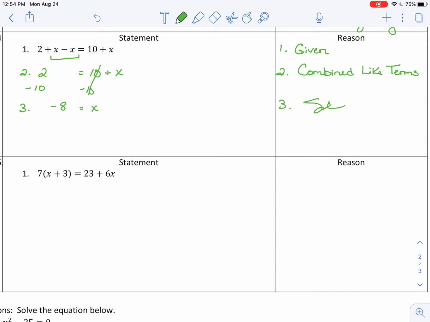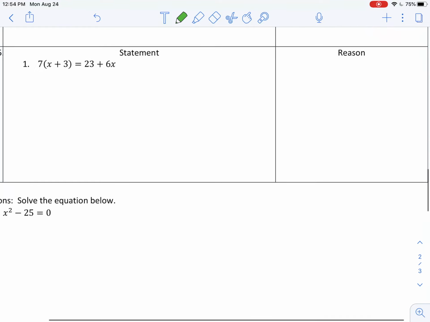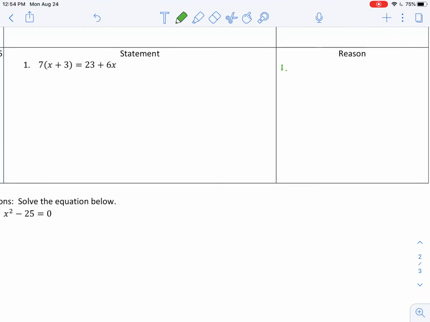I'm not going to write solution here. That's not what you put. You put how did you get that solution? And I got it from minusing 10. Fancy pants name for that is the subtraction property of equality. A good reason why you don't abbreviate here, because if you just put sub, we don't know if you mean subtraction or substitution. So I'm writing it out to be very clear what I mean. So then this next one, we have an equation given to us again.